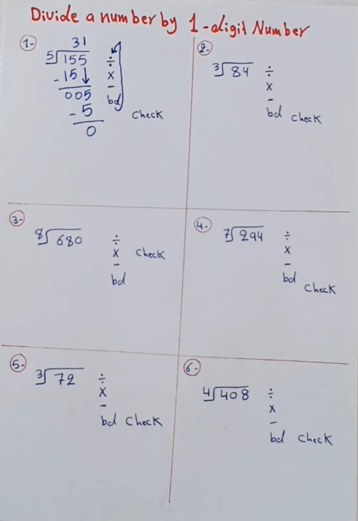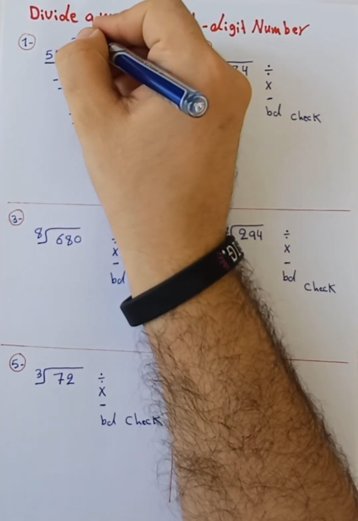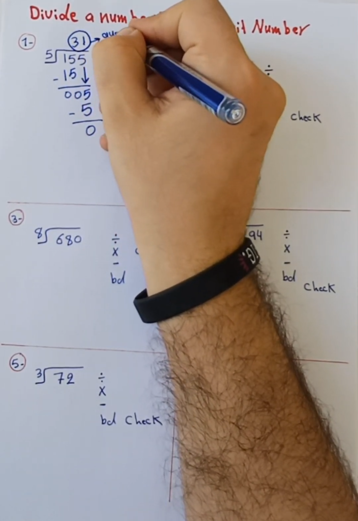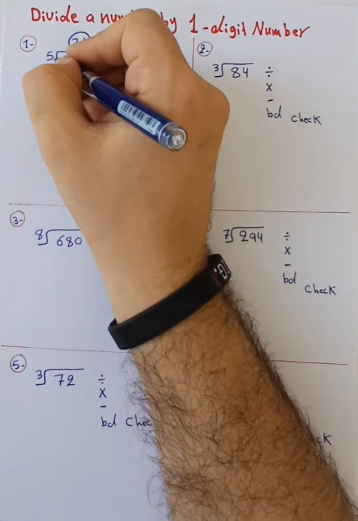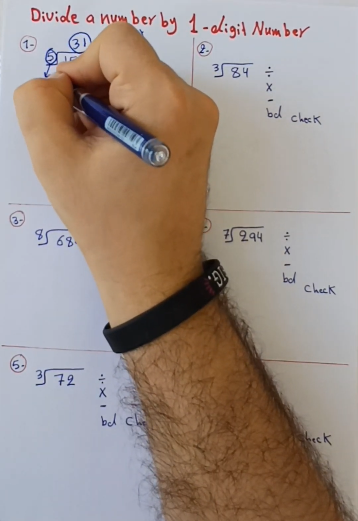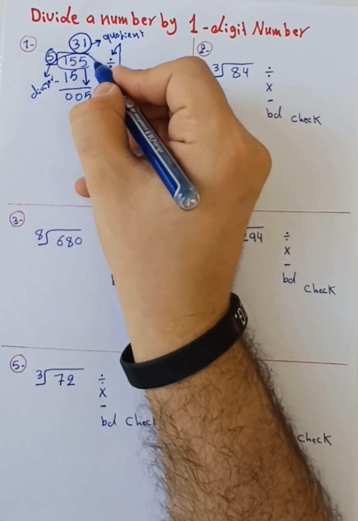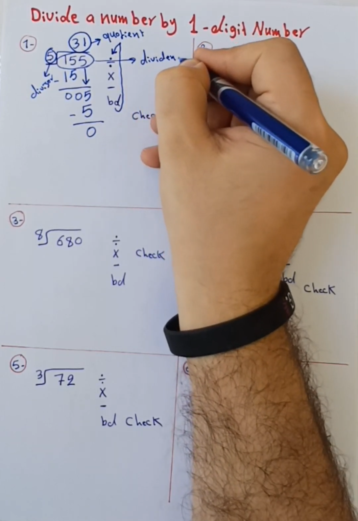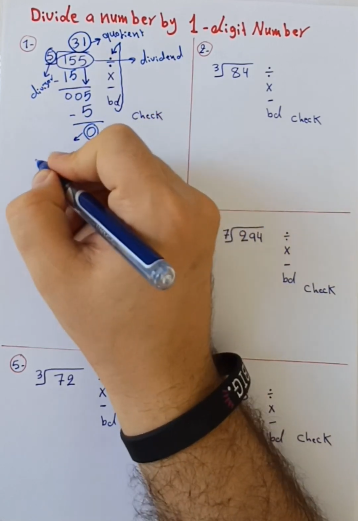And then this number is called quotient. Quotient means the result of our division, and then this small number is called divisor, and the big number is called dividend, and this number is called remainder.